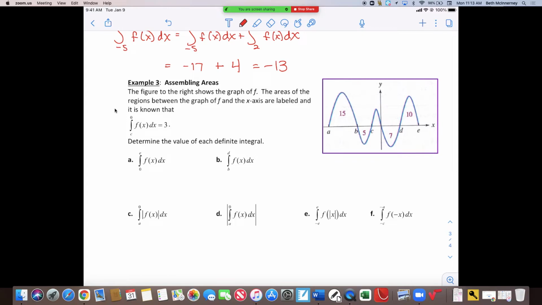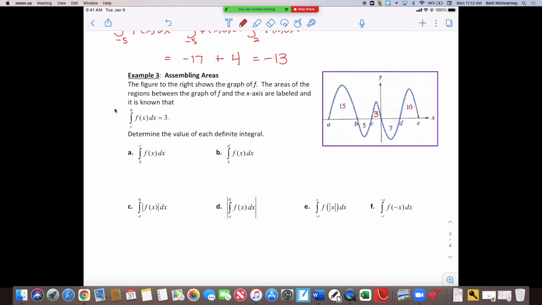All right, in example 3, assembling areas. So it says you've got the integral from c to 0 is 3, so let's put that one in there. I'm going to, again, give you a few minutes head start on me and do as many of these as you can figure out in example 3 from A to F.